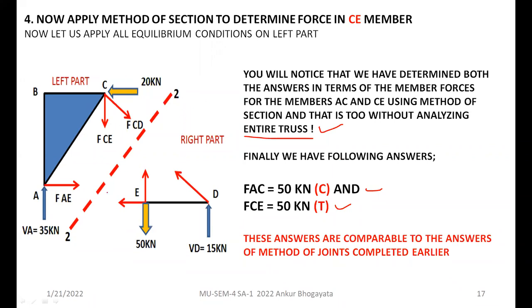Method of sections is dedicated to selected member forces, while the method of joints provides the solution for the entire truss. So read the instruction carefully and then you obtain the answers. These answers are comparable to the answers of the method of joints completed earlier. Now you can compare these answers also, and you will see that both answers are the same, including the nature of the forces, tension and compression. Right?